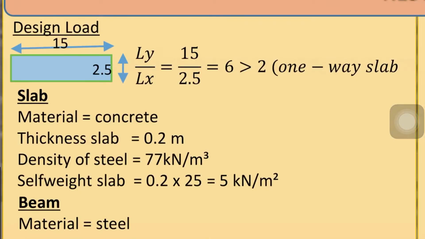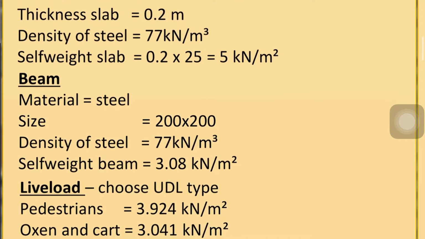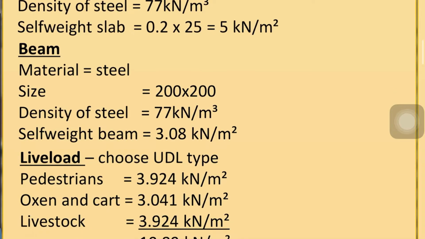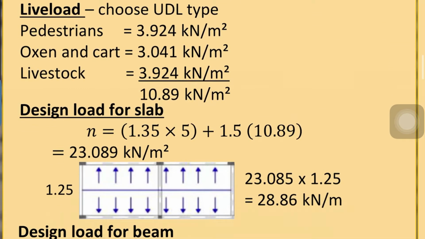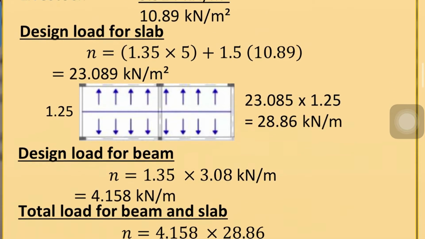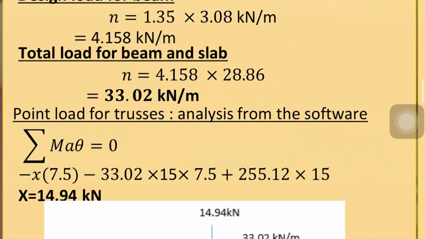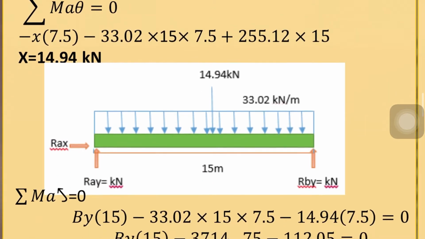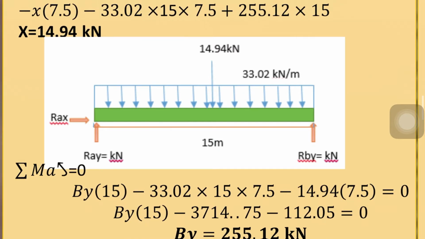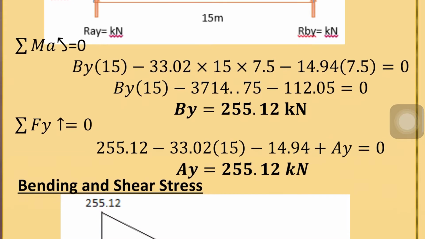The material used for the slab is concrete. The slab thickness is 0.2 meter. The density of steel is 77 kN per cubic meter. The surface of the slab is 5 kN per square meter, and the material for the beam is steel. The size is 200 times 200 mm, and for the live load we are using pedestrians, oxen and carts, and livestock. After using the design load for the beam until we get the total load for beam and slab, which is 33.02 kN per meter for UDL, we also added 14.94 kN for point load at the center of the beam.